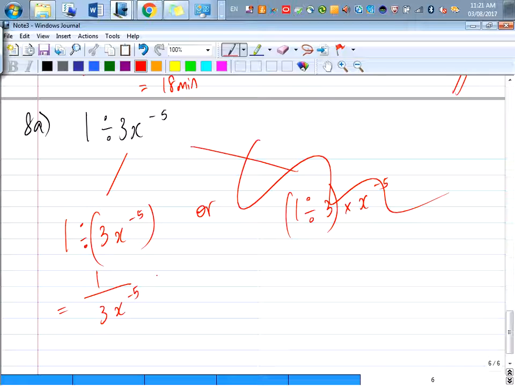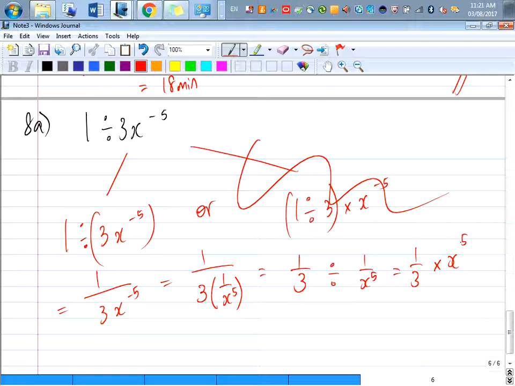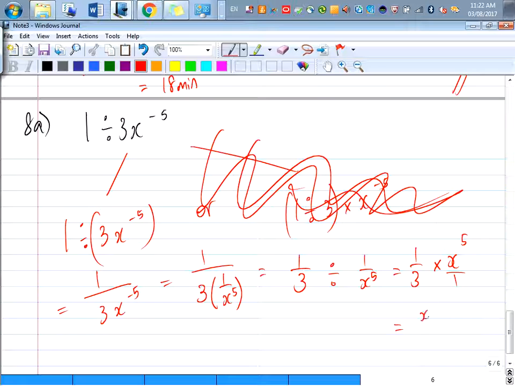Then x power negative 5 is actually 1 over 3 times 1 over x power 5, right? This is the same as 1 over 3 divided by 1 over x power 5, which is equals to 1 over 3 times, okay, wait, times x power 5, right? Are you sure it's the same? Before we look at this first, do you all agree with my working so far? Because we flip this over, you get x power 5 over 1. So my answer is x power 5 over 3.